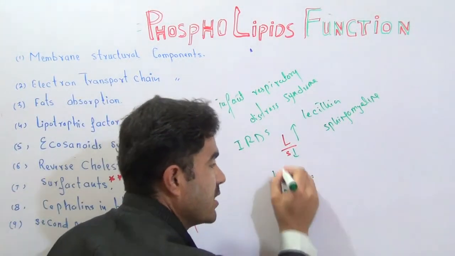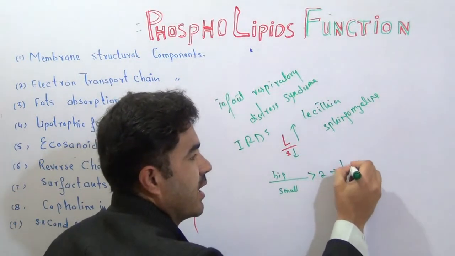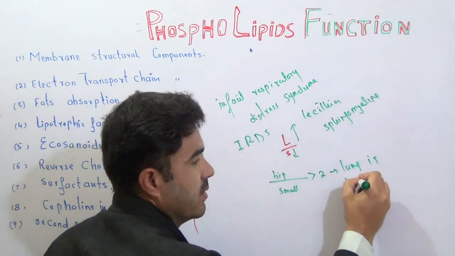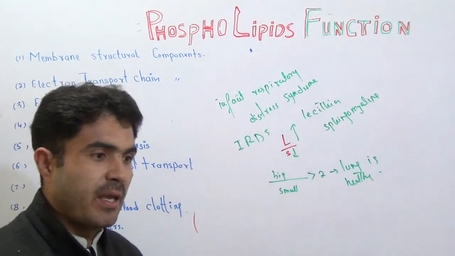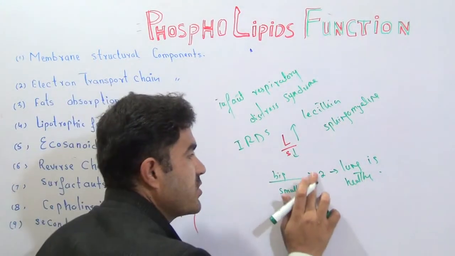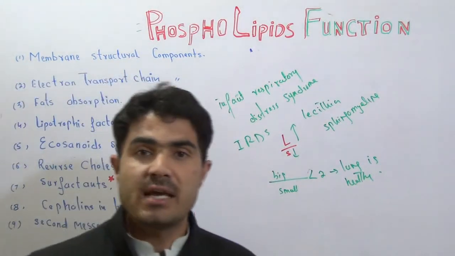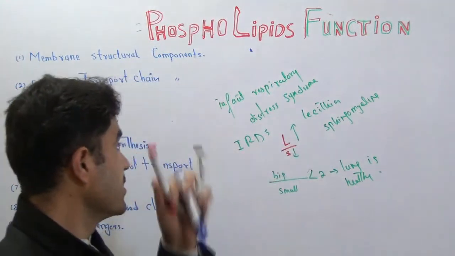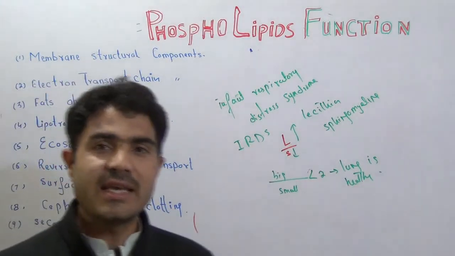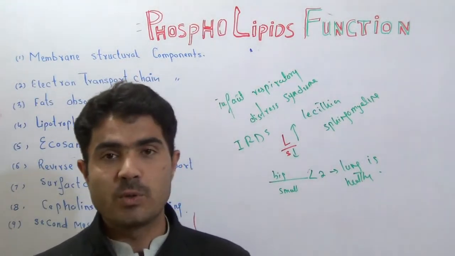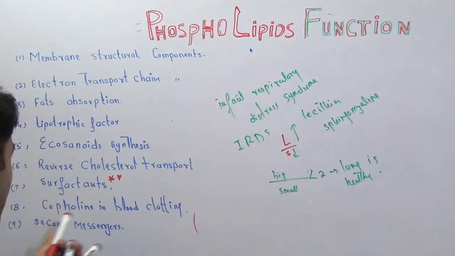So if the ratio of these two is 2 or more than 2, we say that the lung is healthy. Okay, fine. There will be no chance for the IRDS disease. And if in children that ratio is less than 2, there is a problem. There is a chance that the child will suffer that disease, IRDS. So if the child is expected to suffer this disease, he or she is given natural or artificial surfactants. So that was a very special way I got with the surfactant.